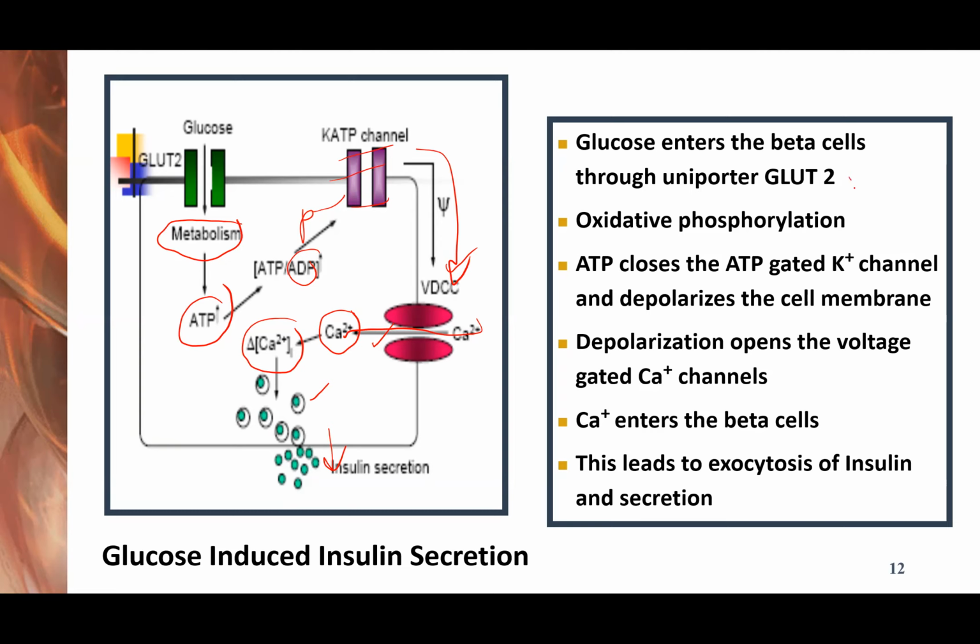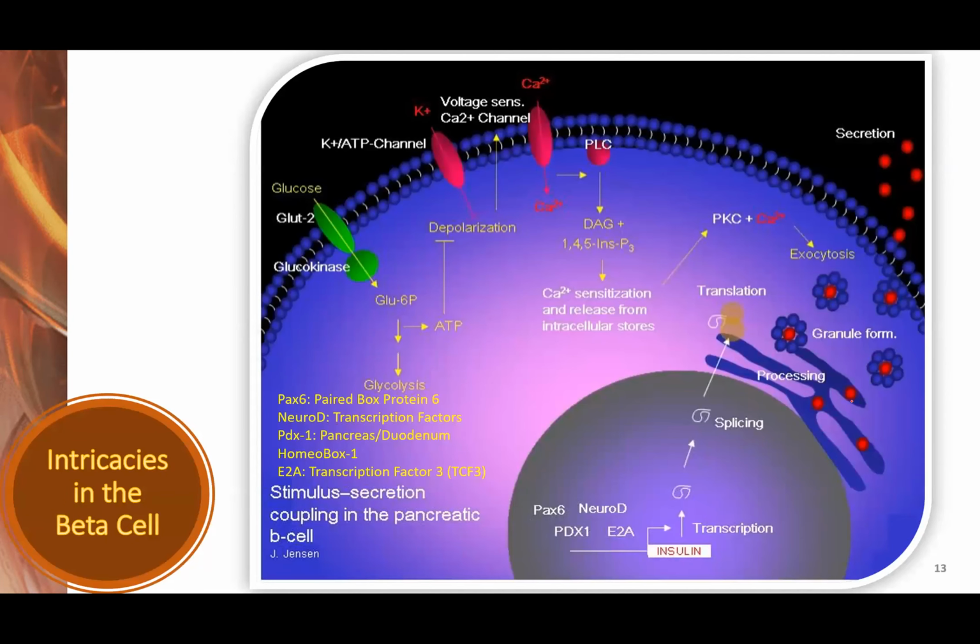Glucose enters beta cells through the uniporter GLUT2. This does not require insulin because its very purpose is to produce insulin. Oxidative phosphorylation produces ATP, and ATP closes the ATP-gated potassium channels. Depolarization opens the calcium channels, calcium enters the beta cell, and this leads to exocytosis of insulin and secretion. Remember, this is the way insulin is produced at the beta cell.